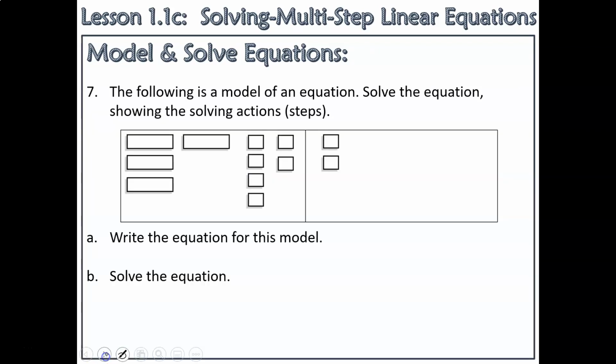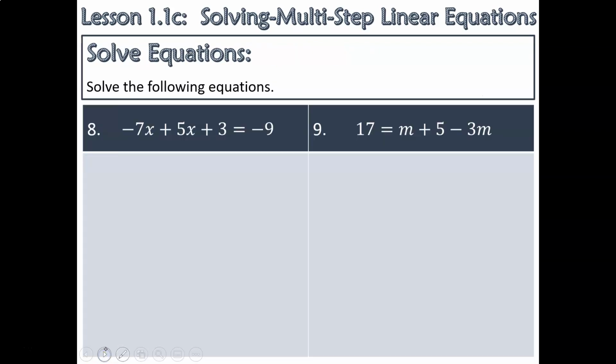Okay, moving on. Let's skip number 7. We're not going to work with the tiles right now. Let's go to number 8. It's on the bottom of page 23, I believe. We're going to follow the same steps. We're going to see if we can collect like terms on one side. So we have our negative 7 and 5x together, which will give me negative 2x plus 3 equals negative 9. I'm going to undo this addition by subtracting 3 from both sides.